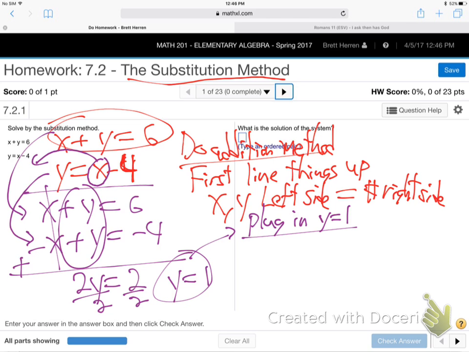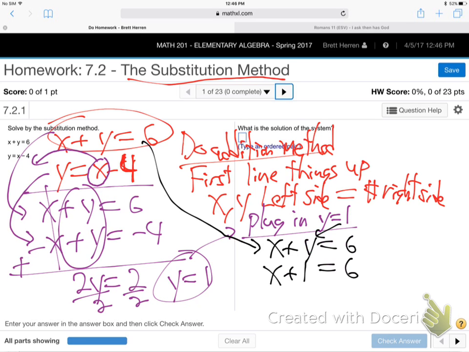Anywhere you want, right? I'll just grab the top equation, what I usually do. X plus y is 6. Put in the 1. X plus 1 is 6. Subtract 1. X is 5. So the answer is 5 comma 1.